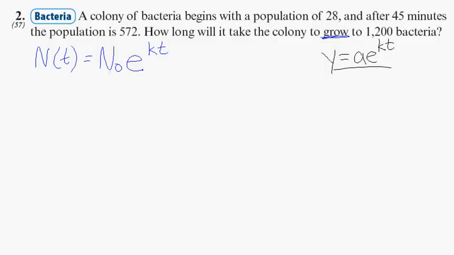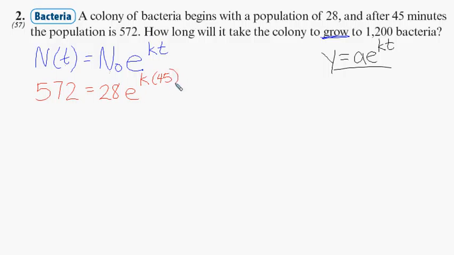So let's start with the initial population. We know the initial population is 28, so N sub 0 has to be 28. We also know the final population after the given 45 minutes have passed. So this is N after t minutes, which is going to be 45. We have 572 here. We don't know what e is necessarily, except that it represents that constant value, and then we have k, and then 45.